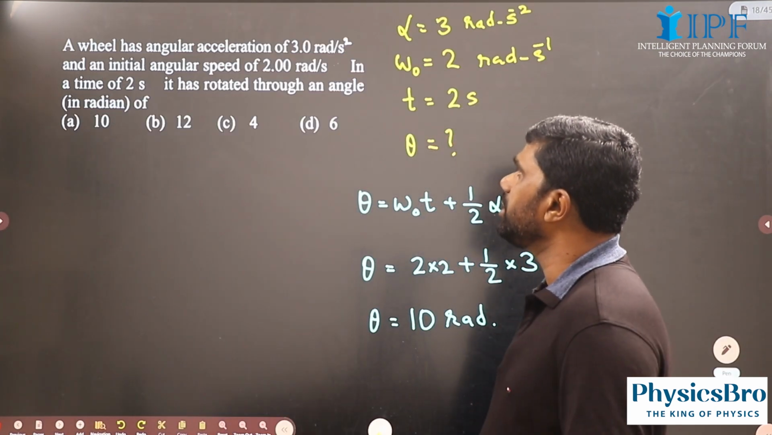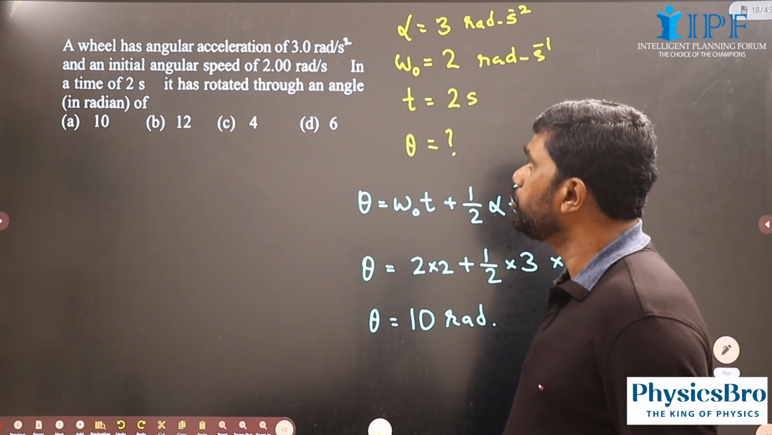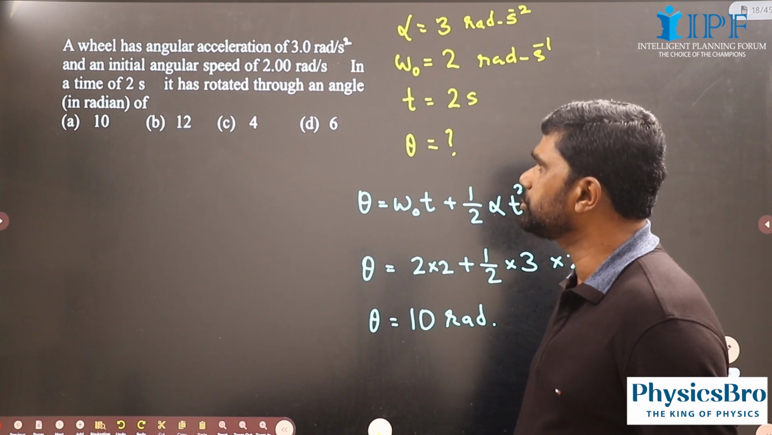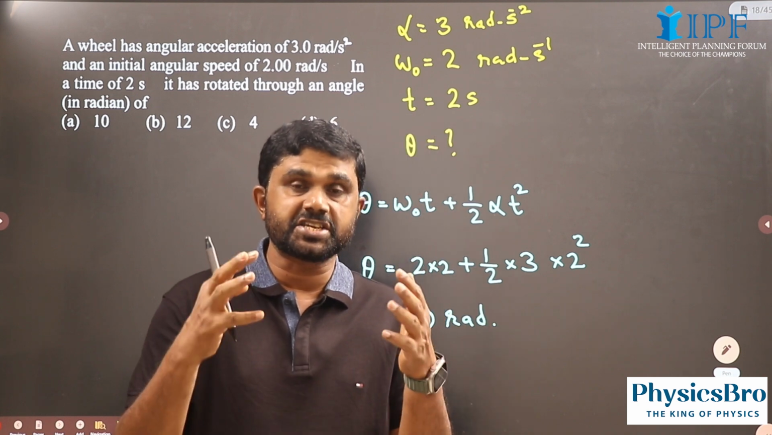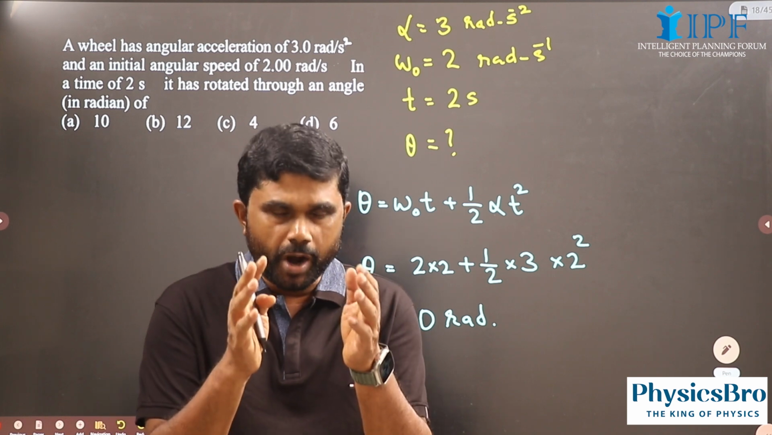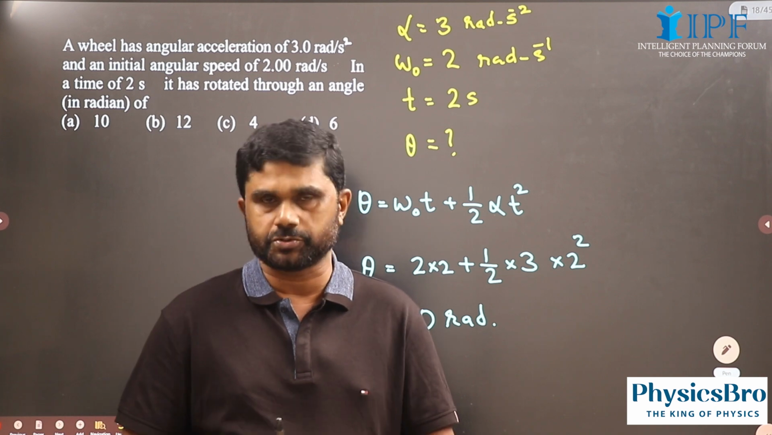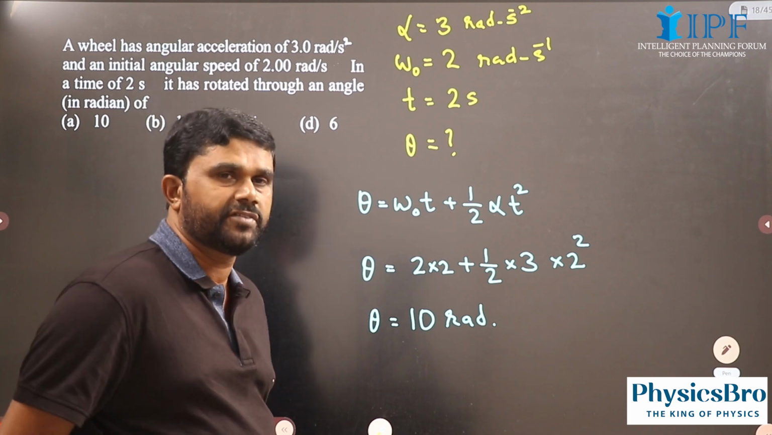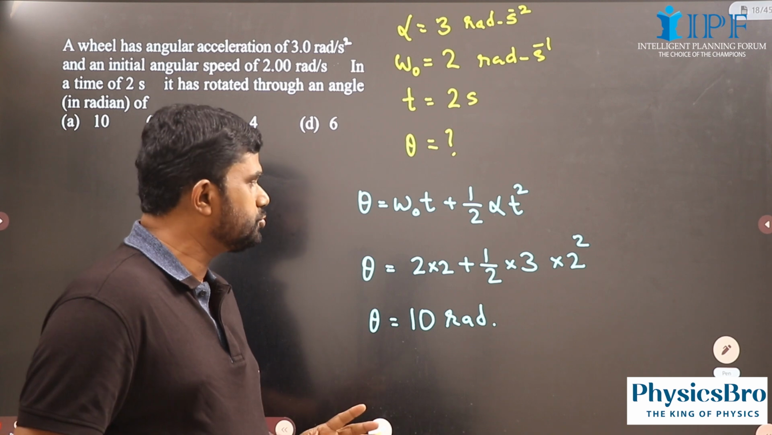A wheel has angular acceleration of 3 radians per second square and an initial angular velocity of 2 radians per second. In a time of 2 seconds, it has rotated through an angle. Initial angular velocity is given, angular acceleration is given, time is also given. We have to find the angular displacement theta. So you have to use the equation which is similar to s equal to ut plus half at square. Here we will have theta equal to omega 0 t plus half alpha t square. Omega 0 is given as 2 and t equal to 2 seconds again.